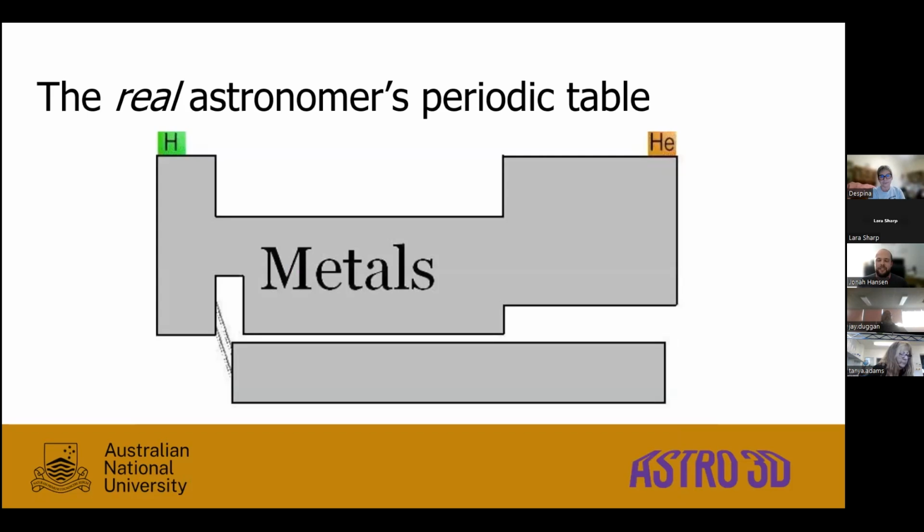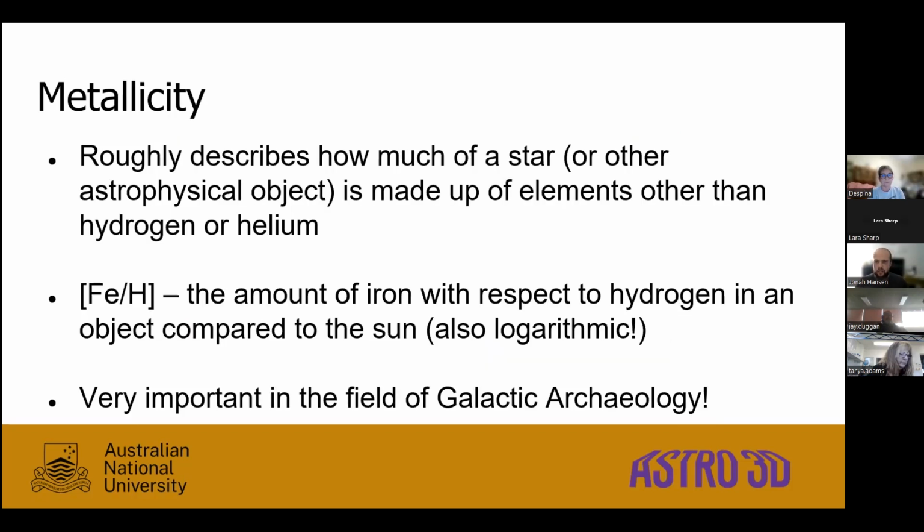It's mostly to do with the fact that hydrogen and helium were produced in the Big Bang, and everything else, minus a tiny bit of lithium, was produced in stars merging. And so it gives us a useful diagnostic for when stars were formed. So this comes to the term metallicity.